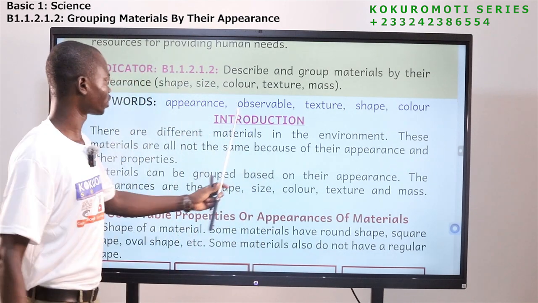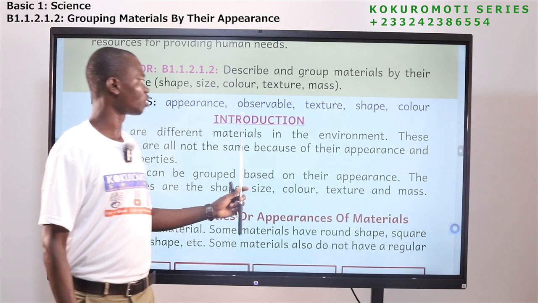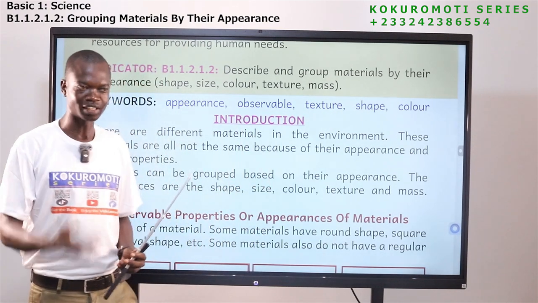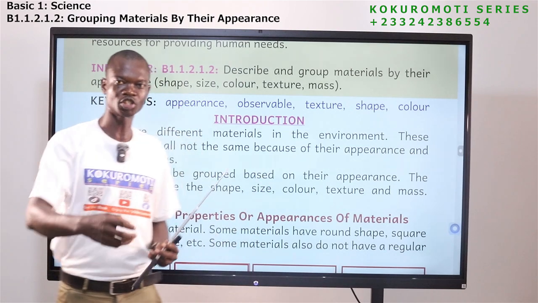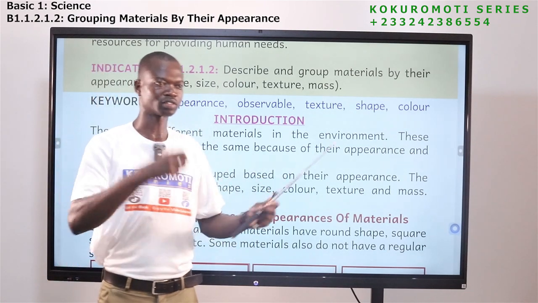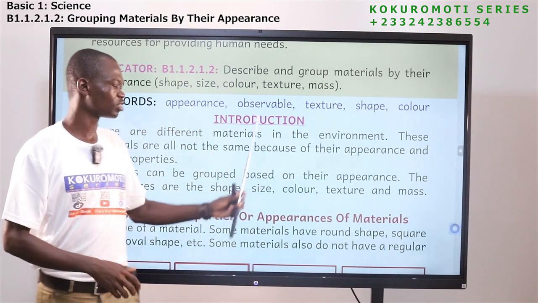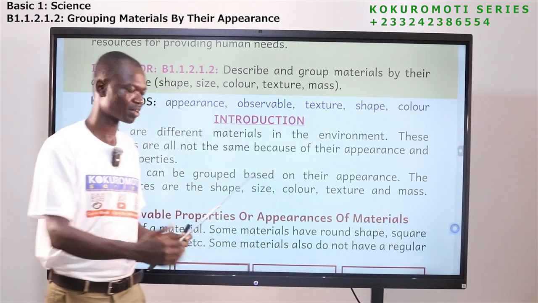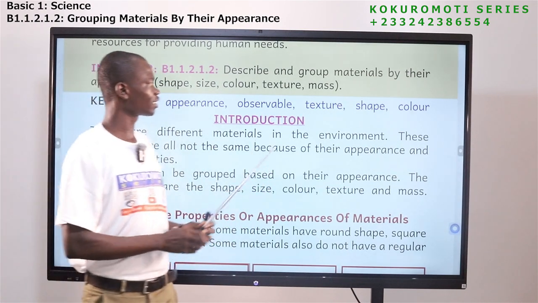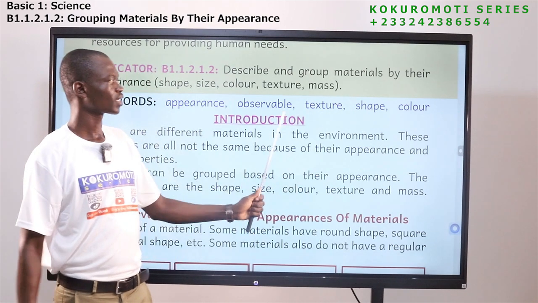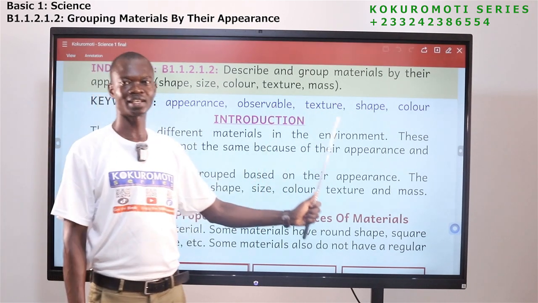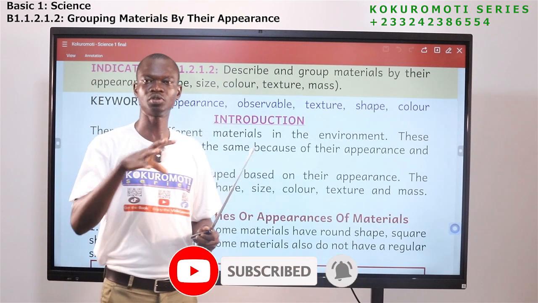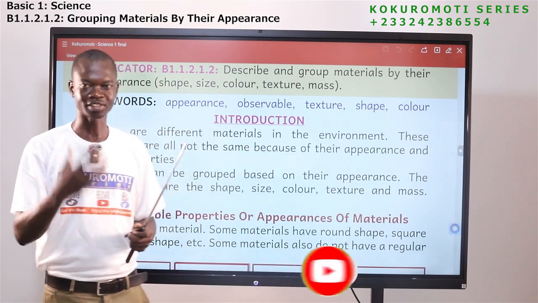The next one is observable. Observable is from the word observe. We observe with our eyes, we watch things to gather information. To observe means to watch something, to look at something. The next one is texture. All of you, texture. Texture is how rough or how smooth something is. Mostly we use our hands to detect the texture of something.